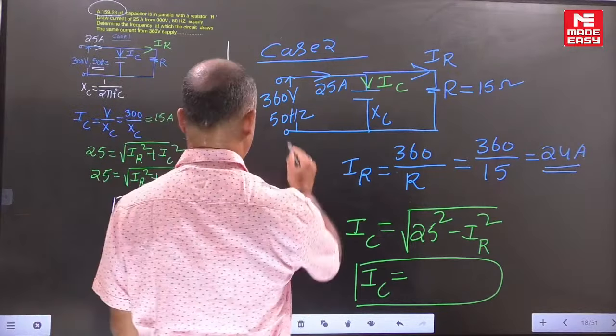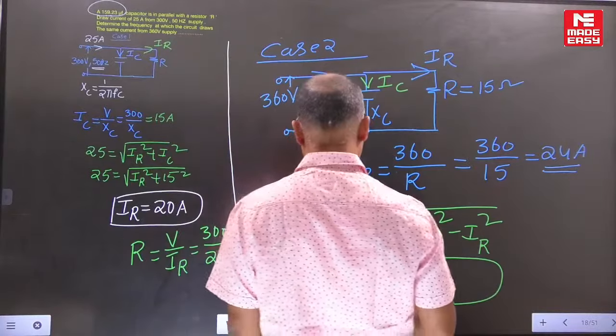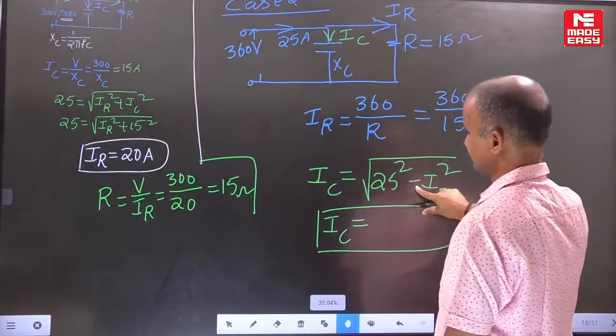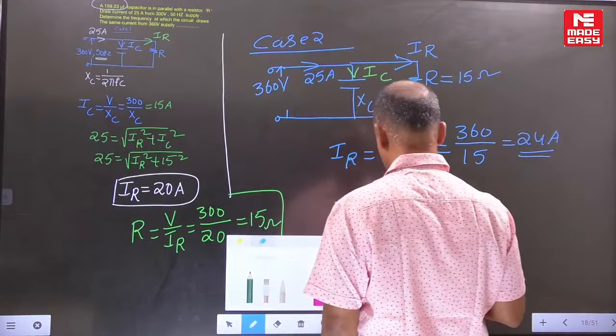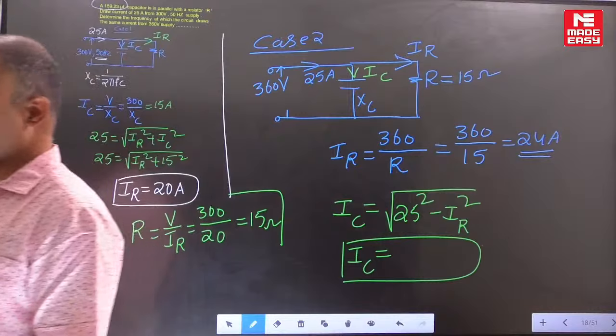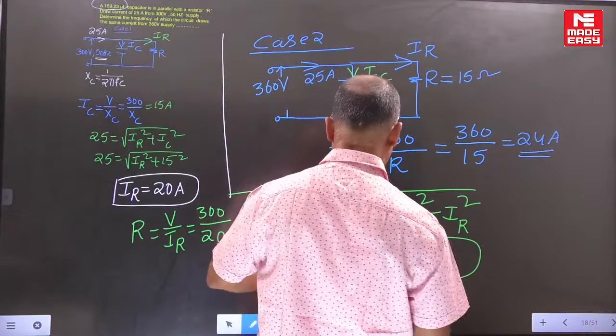Oh, in this one you have to find out the frequency. Yes, yes. Frequency you have to find out. Anybody, IC value? IC answer? IC, 7 amperes. Okay, IC is 7 amperes.